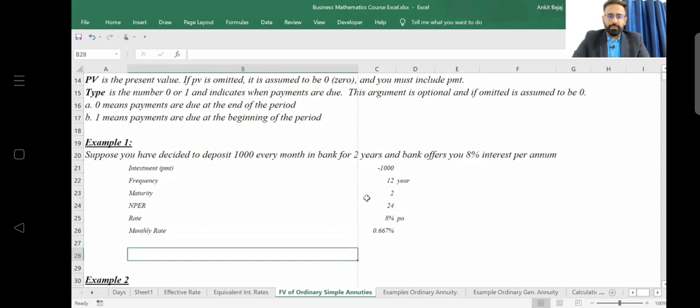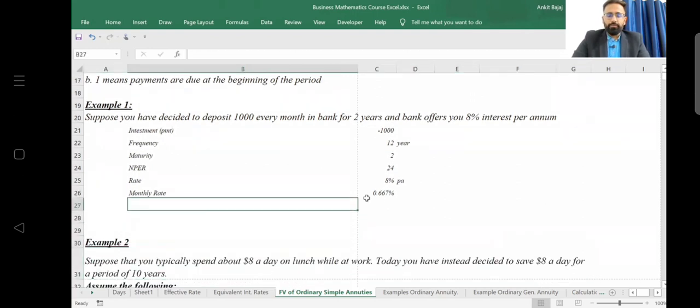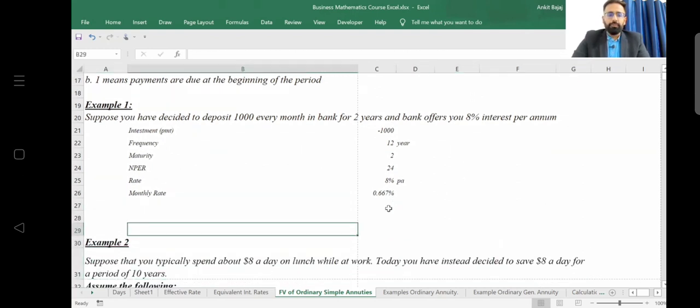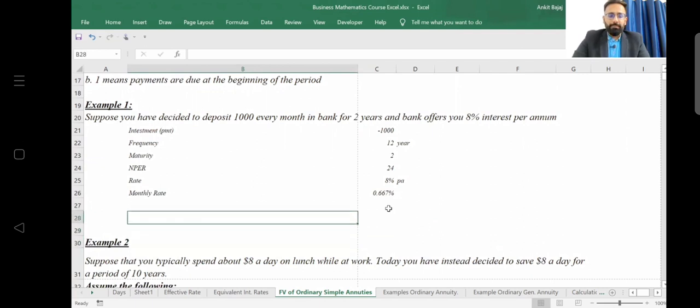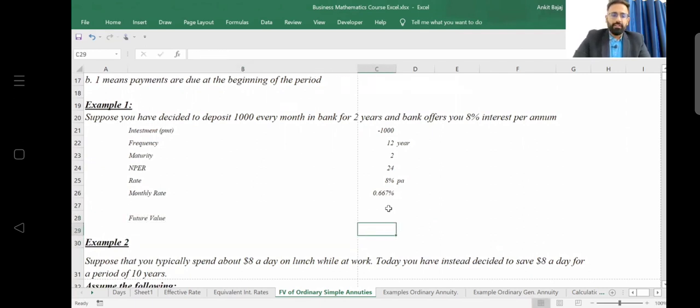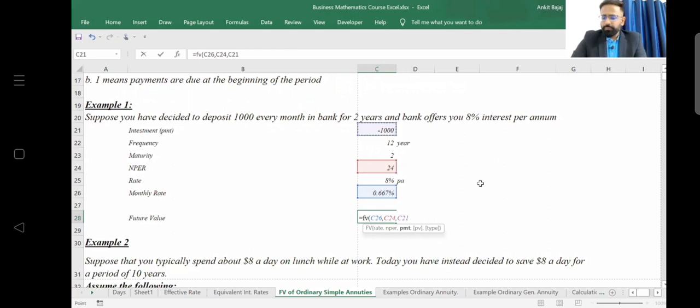Now, what other information is given? This much information is given here. Now we have to find the future value. So for the future value, I will apply the formula and I will repeat everything, so you will be able to understand clearly. So here equal to FV, open the bracket. We have to take 0.0667%, right? NPER we have calculated as 24. Payment you will be making is 1,000 every month, so we have to take the negative value.